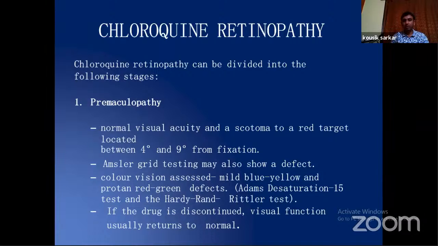Chloroquine retinopathy is divided into the following stages. The first one is pre-maculopathy. Here the visual acuity usually remains normal. Scotoma to a red target usually develops between 4 to 9 degrees of fixation. If we do Amsler grid testing, it may show a defect. If we assess color vision, we can find mild blue-yellow and red-green defects. In this pre-maculopathy stage, if chloroquine is discontinued, visual function usually returns to normal.